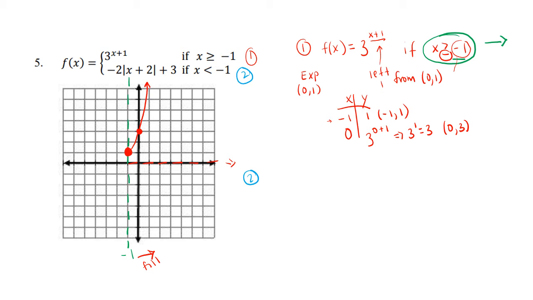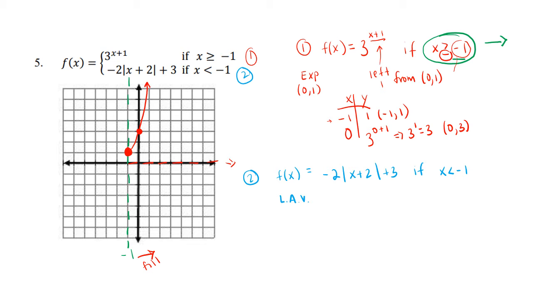Second piece, I'm just going to rewrite it. f of x equals -2 absolute value of x plus 2, plus 3 if x is less than -1. When I'm reading that, it's important that you can read it, because when I was reading that, I said -2 absolute value, x plus 2. It's telling us what kind of graph it is. It has those absolute value bars. That means it's linear absolute value.